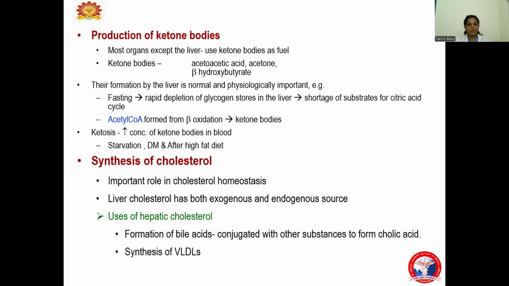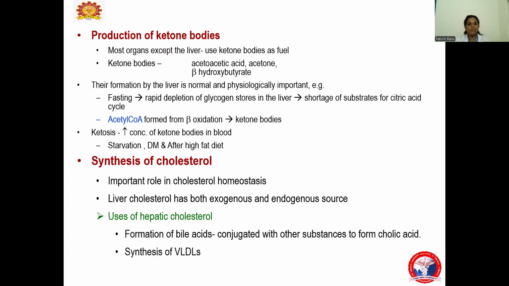Production of ketone bodies. Most organs, except the liver, use ketone bodies as fuel. Ketone bodies are acetoacetic acid, acetone, and beta hydroxybutyrate. Their formation by the liver is normal and physiologically important. For example, in a state of fasting, rapid depletion of glycogen stores in the liver occurs. Shortage of substrates for the citric acid cycle causes the acetyl-CoA from beta oxidation to form ketone bodies.